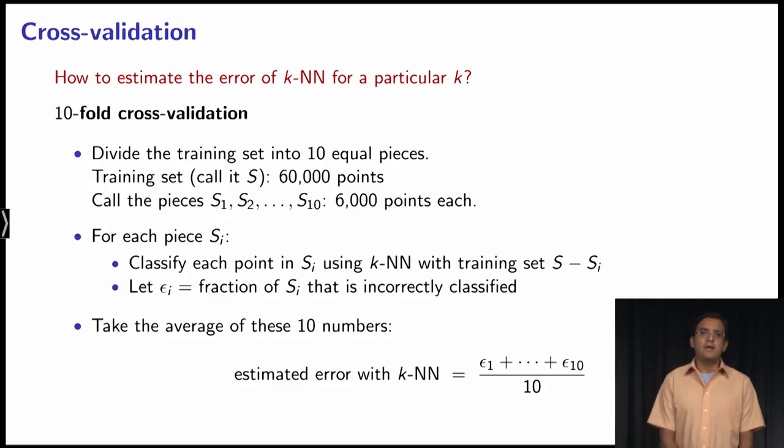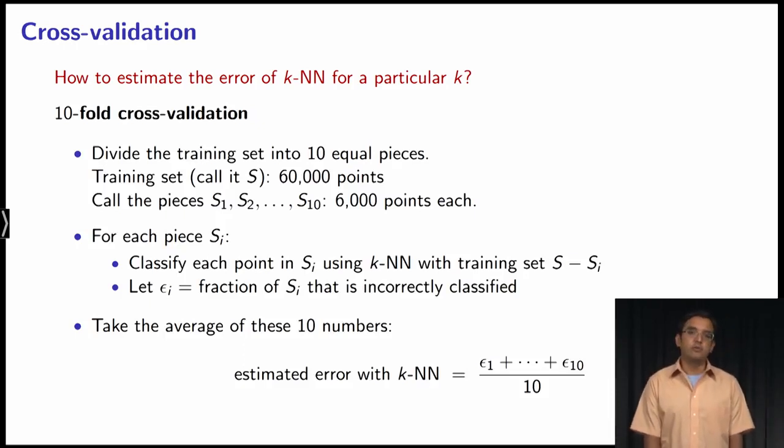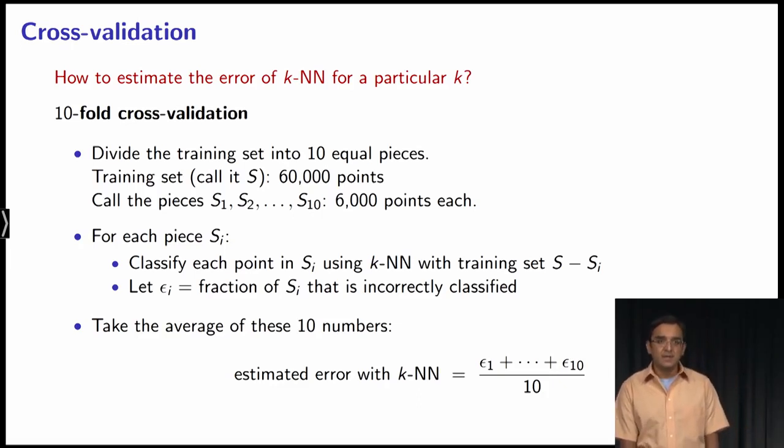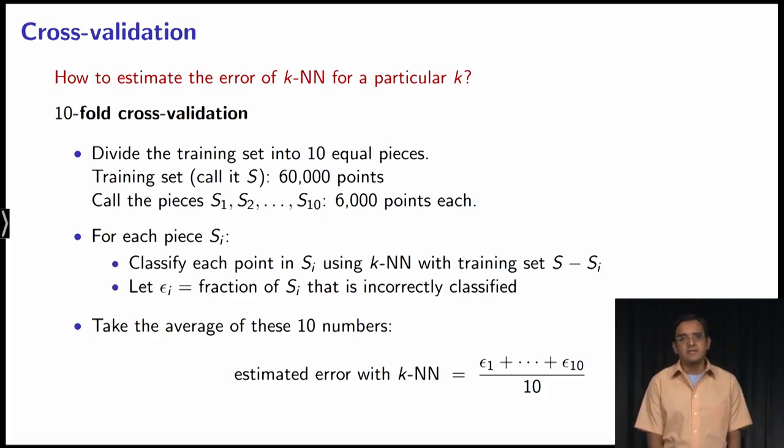Suppose we want to evaluate a particular choice of k, for example, 3 nearest neighbor, k equals 3. We want to estimate the error rate of 3 nearest neighbor, but using only the training set. How would we do this? Here's how tenfold cross-validation would work. We take our training set, those 60,000 points, and divide it into 10 equal chunks, 10 chunks of 6,000 points each. Let's call these S1, S2, S3, S4, all the way to S10.